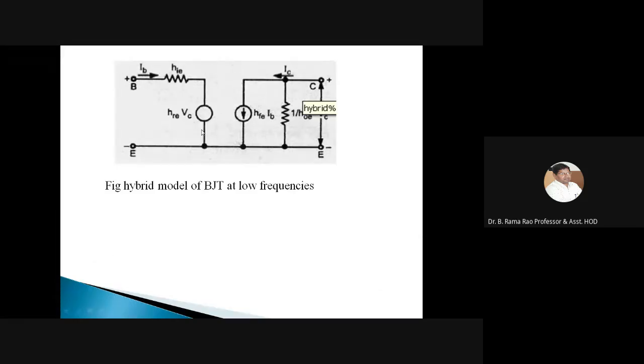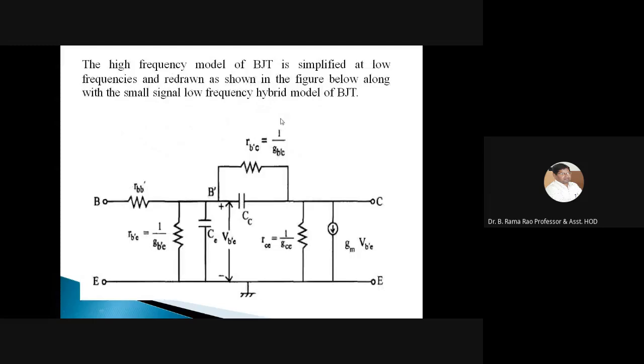I think you are familiar with this from the previous unit. We have performed this analysis for the CE, CB and CC configurations, the approximate model as well as the exact model. This is nothing but the hybrid model of the CE configuration. In this hybrid model, there is a base current IB and collector current IC, input resistance hie, and hre, hfe and hoe. So this is nothing but the hybrid model. Now the high frequency model of this BJT is simplified at low frequencies and we can redraw the circuit.